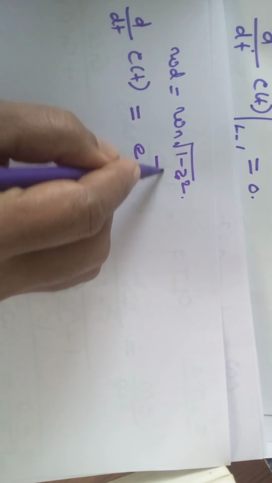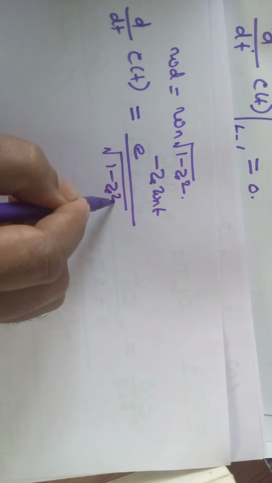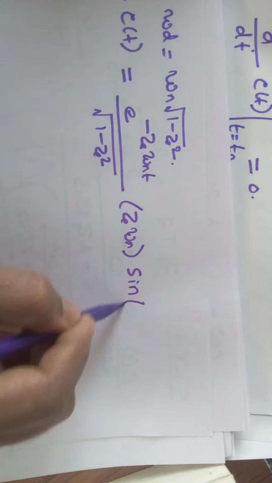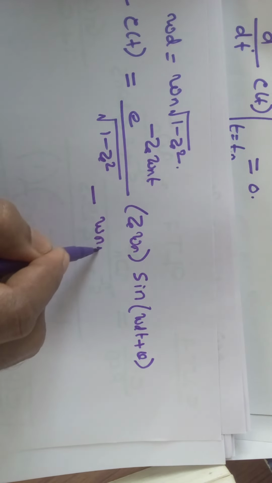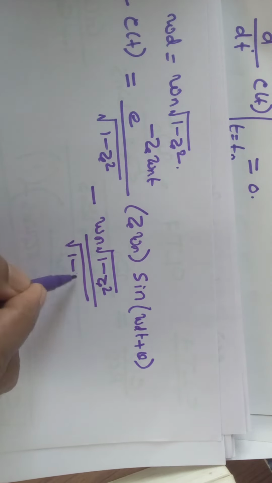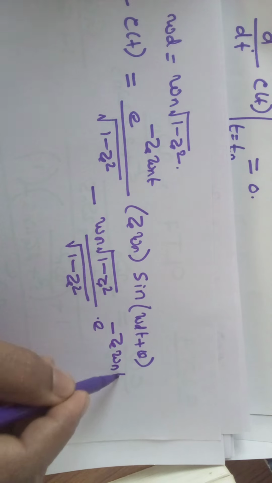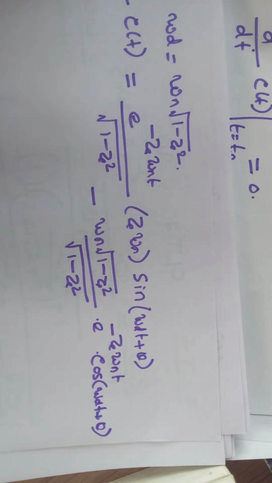Therefore we can write d by dt of c of t equal to e power minus zeta omega n into t divided by square root of 1 minus zeta square, into zeta omega n into sin of omega d t plus theta, the second term minus omega n into square root of 1 minus zeta square into e power minus zeta omega n into t into cos of omega d t plus theta. This is the answer, right?